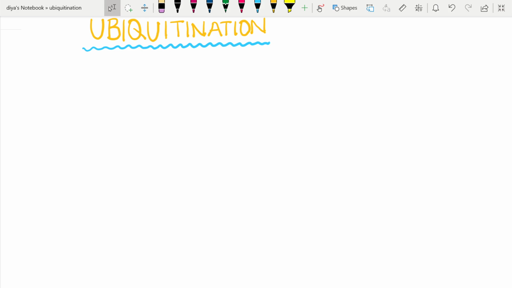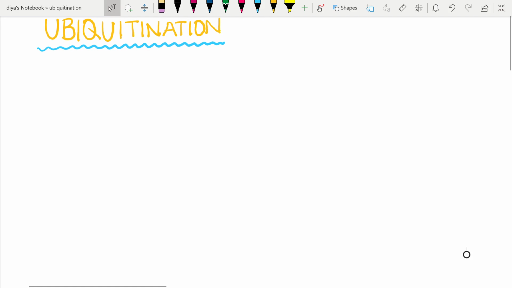Hello friends, today we are going to study the process called ubiquitination. As we all know, there are so many proteins produced within our body. It is likely that our body may sometimes produce misfolded or faulty proteins. So it becomes important to degrade such proteins into smaller amino acids so that they don't cause any harm to us. The process of tagging such faulty proteins so that they can be recognized by the proteasomes is called ubiquitination.